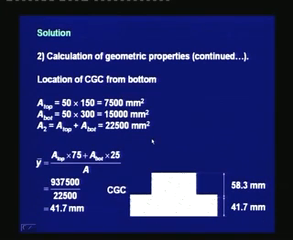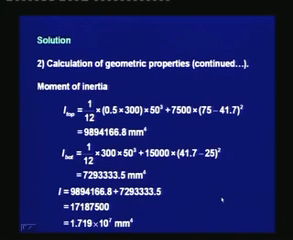For the composite transformed section, we are finding out the centroid. We are calculating the area of the top, area of the bottom, the total area, from which we are locating the centroid, which is at a distance of 41.7 millimeters from the bottom. And this is the CGC of the equivalent transformed section.